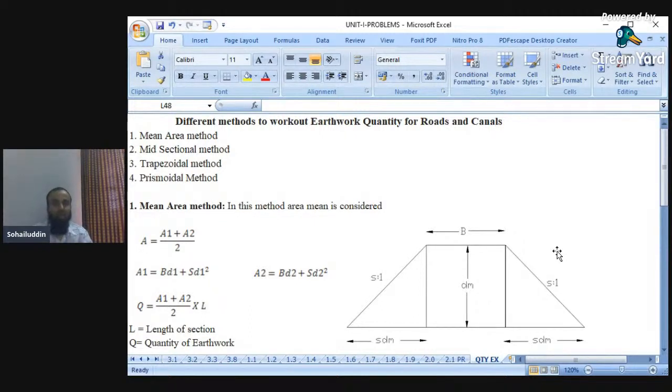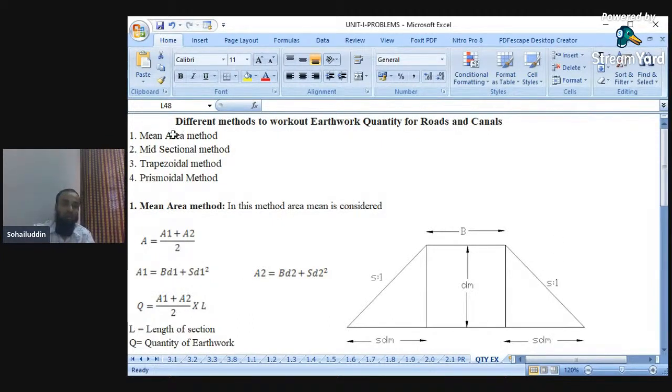The trapezoidal and prismoidal methods are iteration methods, and you have heard of them in M1 and M2 also. They involve odd-even calculations: multiplying by 2 for odd numbers and by 3 for even numbers to find the quantity. But the starting two methods are most important.